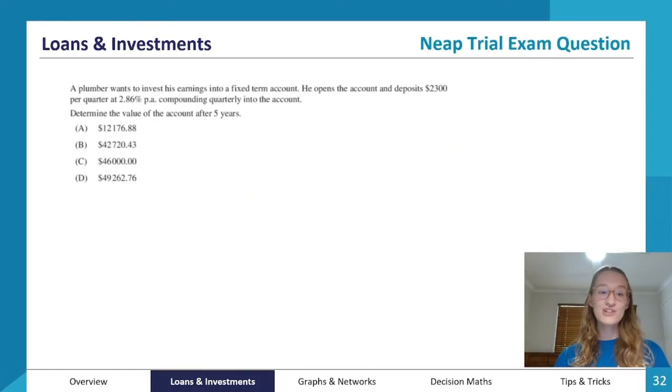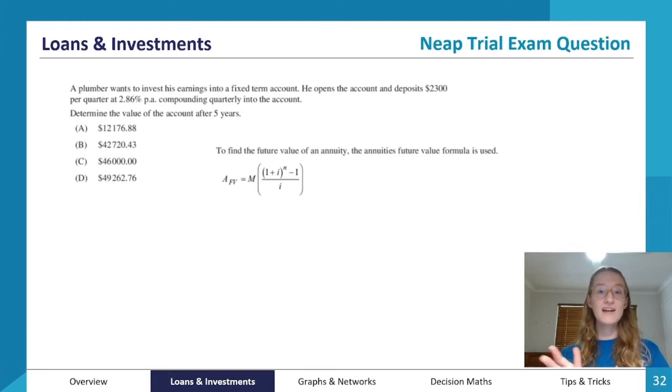Another trial exam question. So a plumber wants to invest his earnings into a fixed term account. He opens the account and deposits $2,300 per quarter, at 2.86% per annum, compounding quarterly. How much will be in the account after 5 years? So this sounds like a perfect scenario for the future value of the annuities formula. This is almost exactly what we did before.